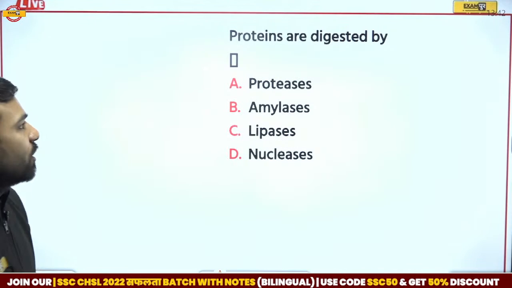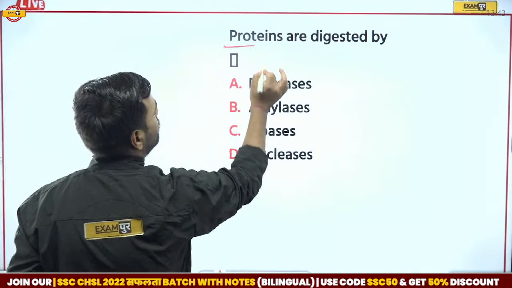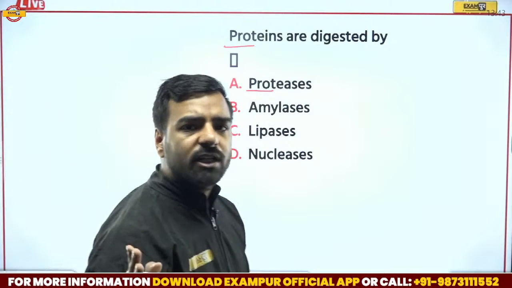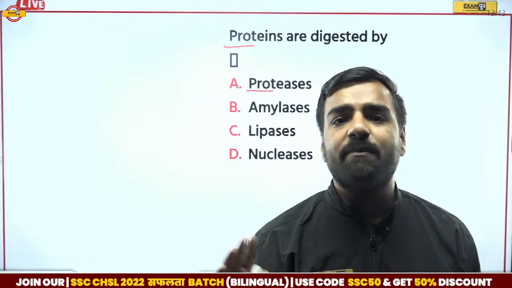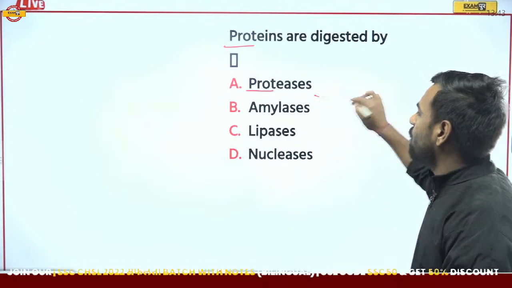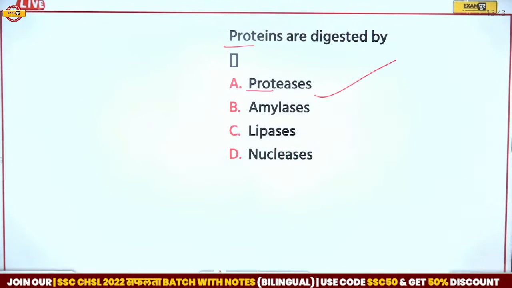No one? Okay, just have a look at the word "prot." Can you relate it? So yes, whenever we talk about protein, and pepsin and protease, you can actually relate them. Protease, that is protein. So option A is going to be the correct answer. Proteins are actually digested by proteases. And yes, if pepsin is there, you can directly click on the correct answer.